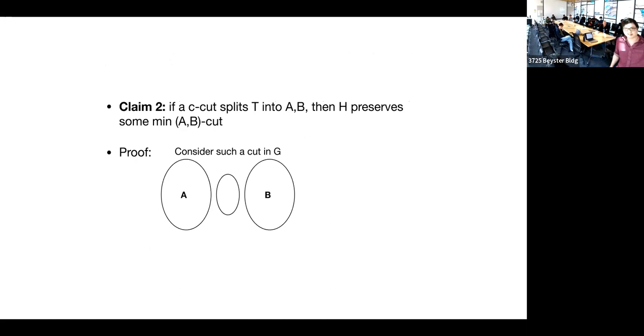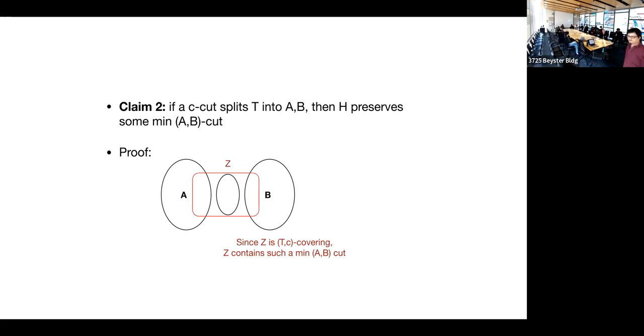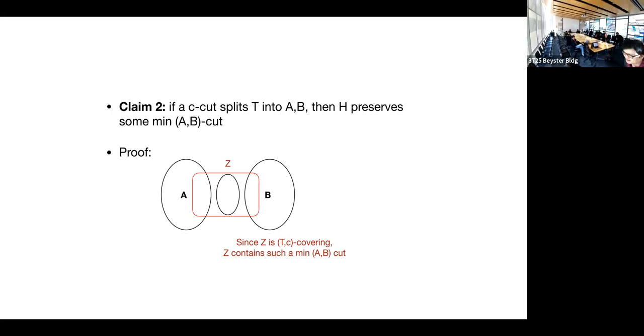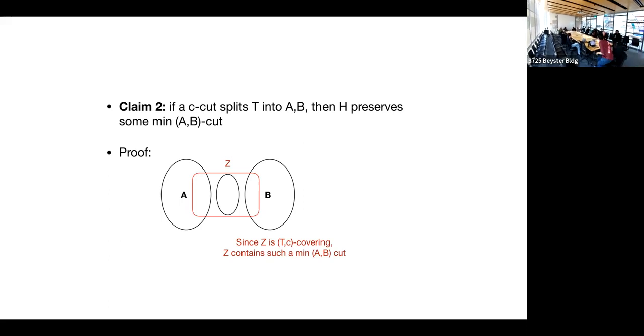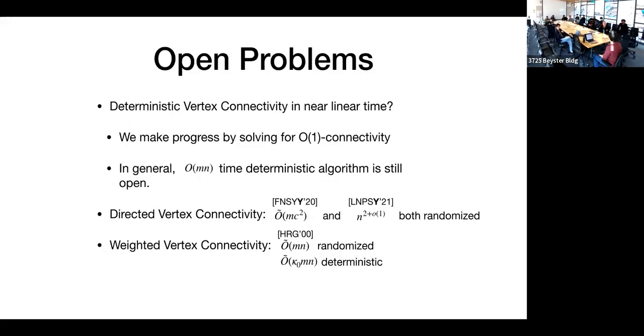let's consider the following cut. The second property is that if there's a cut C that splits the terminals T into A and B, then we need to show that the graph H must preserve some AB cut. How do you expect that to happen? It's given by the fact that Z is a TC covering set. TC covering means that it contains this cut. And it means that when we do the vertex contraction outside Z, it will not touch this cut. Therefore, this cut also remains a valid cut in the smaller graph. Okay, that concludes the analysis of the Sparsifier and what we talked about.